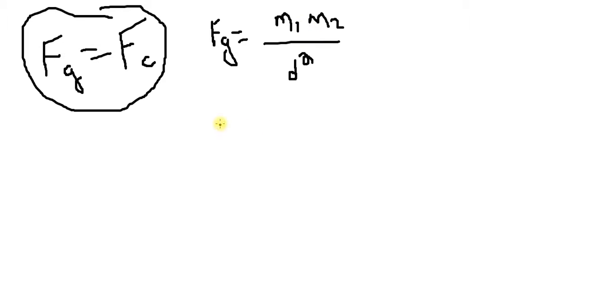That's the force due to gravity between these two objects. Force due to centrifugal force is equal to the mass of the object moving, i.e., if we're going to call this the satellite, and we'll call this the Earth, so we'll do M sub E for Earth, well, the mass of the object times its velocity squared times the radius of the circle that it's going around and round and round.